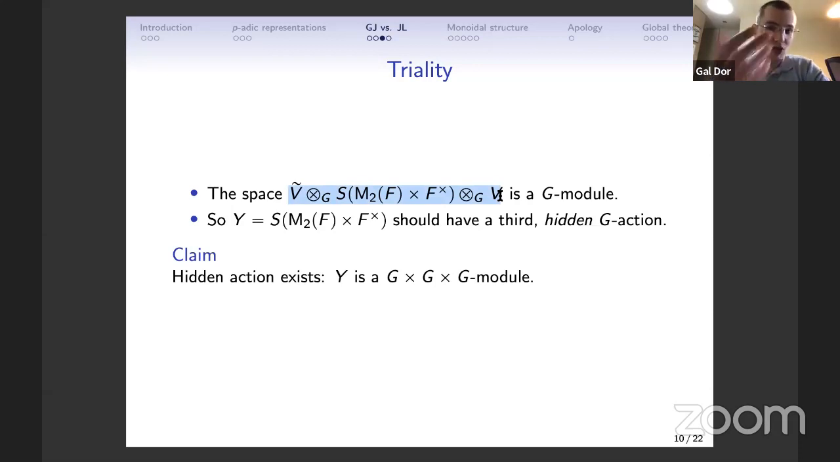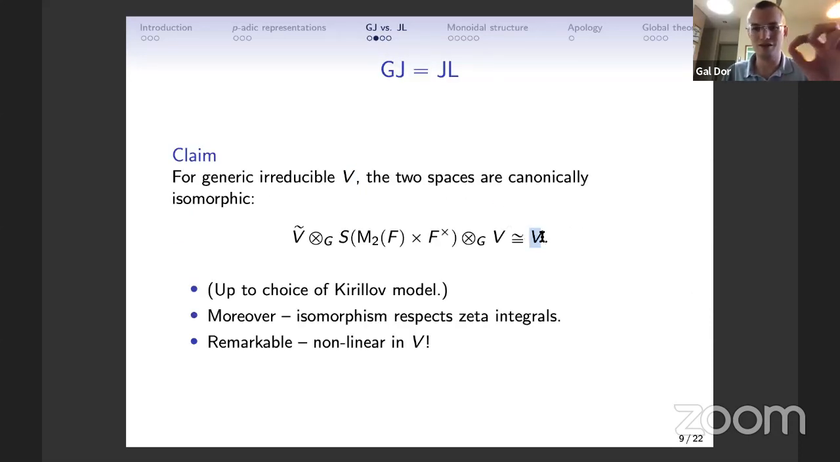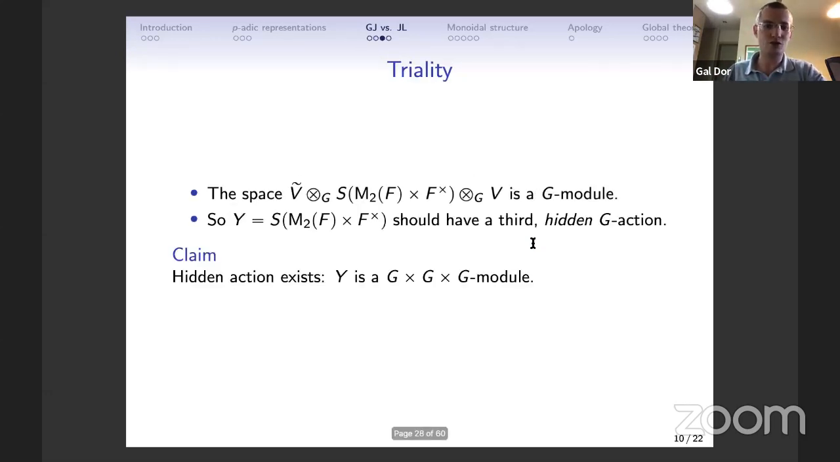And once you know it's a G module, it's not very difficult to show that this G module is specifically V, that this is the G module that it is equal to. I won't show this, but it's not really difficult. So instead, I'm going to show you why this third action exists, or at least I'm going to very briefly discuss it.